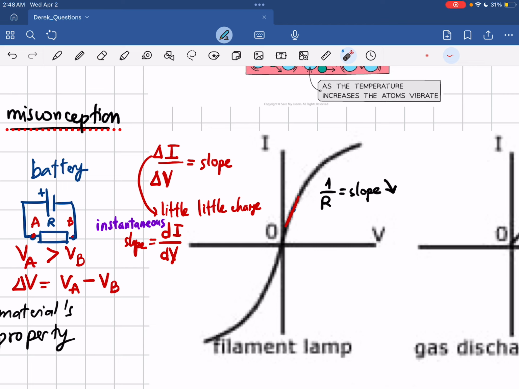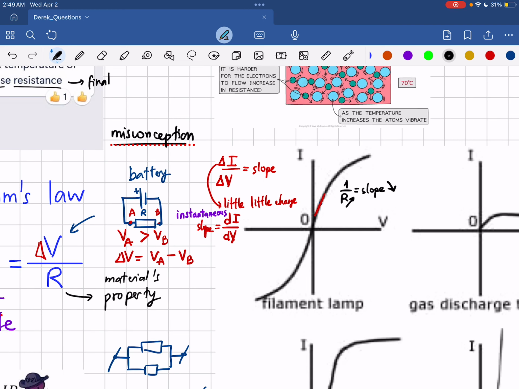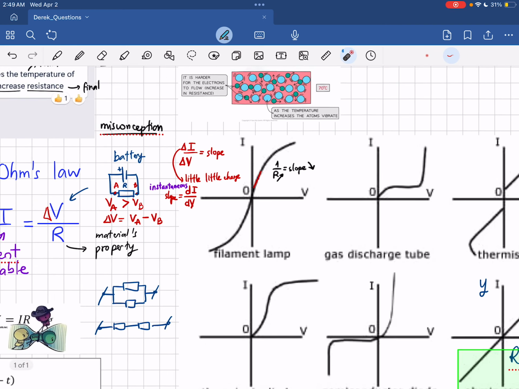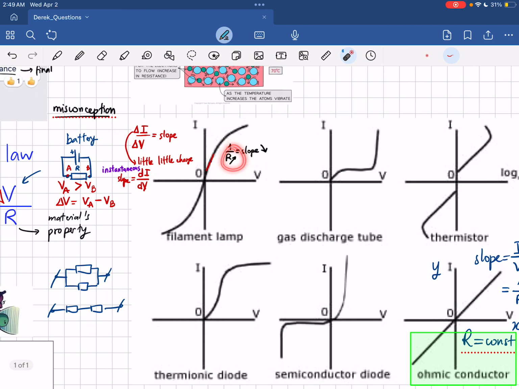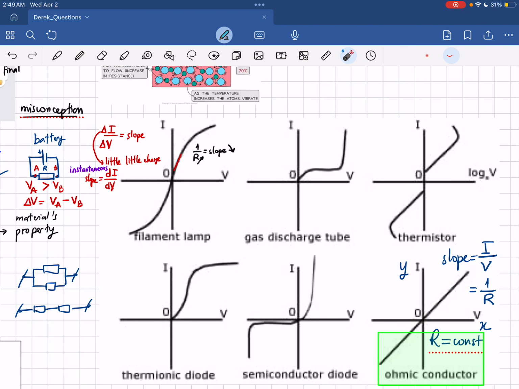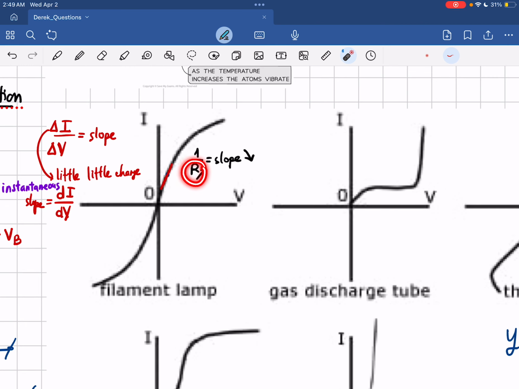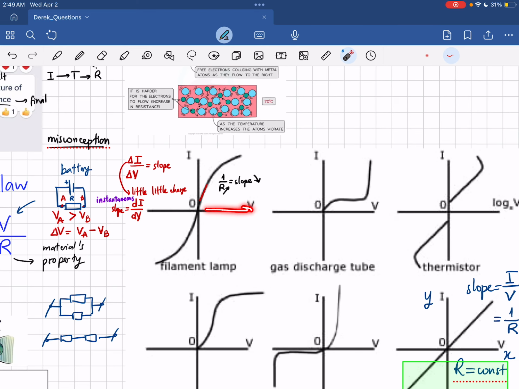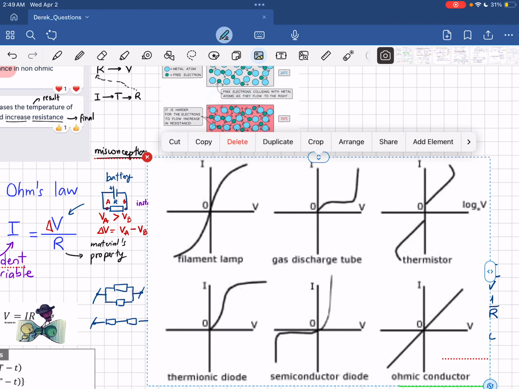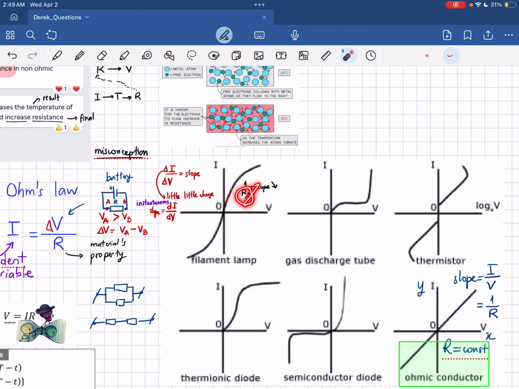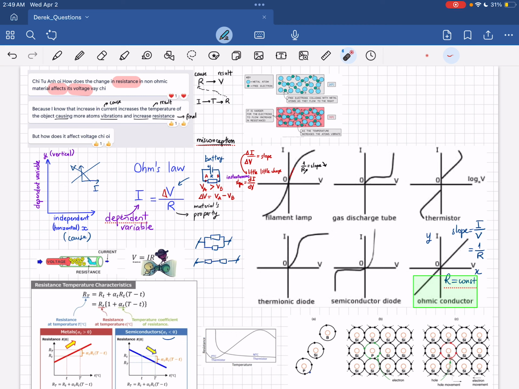And now here we see it's actually 1 over R. So if this is decreasing, then it means R is increasing, right? Right, Ari? So we can see that R is not constant anymore. Very clearly, it's not a straight line anymore. It's like this. So it means that R is changing, and that's non-ohmic. And we can also see that as V keeps increasing, R keeps increasing. Okay, so there should be some correlation here.